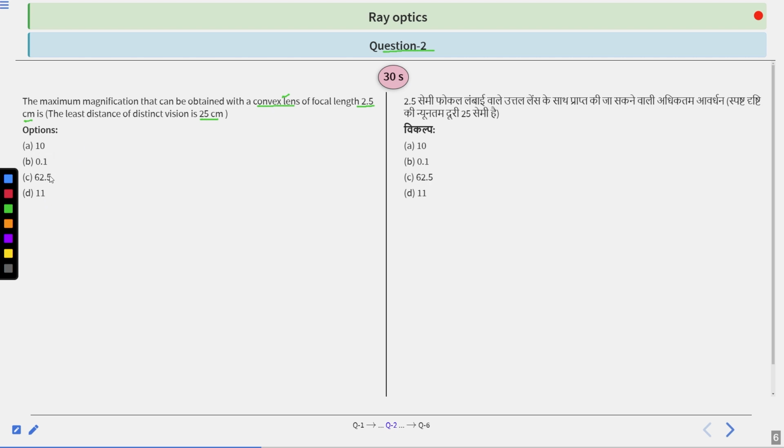Option A, option B, option C, or option D? You have some time to solve this question. After that, we will provide the solution of this question. Let's find the solution.